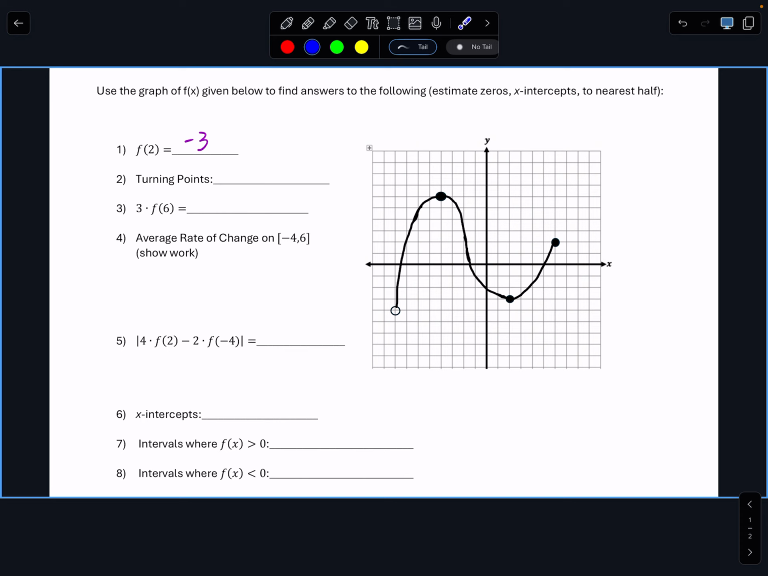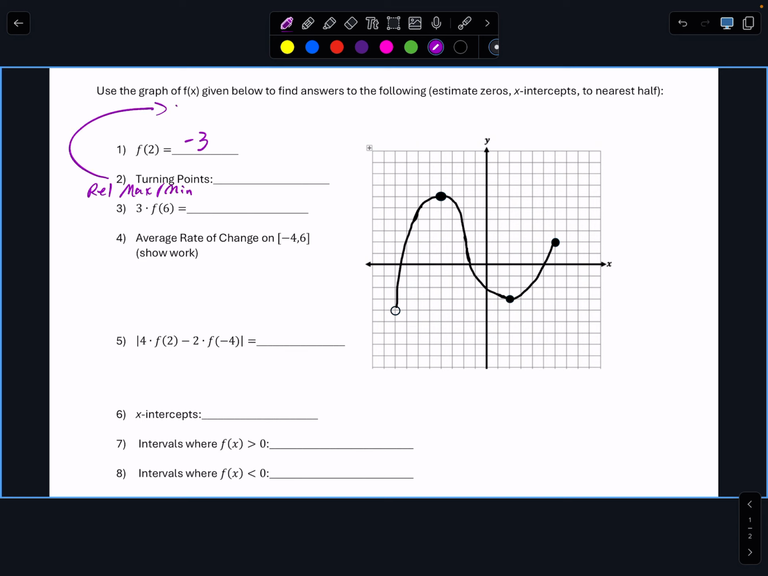So instead of being given an equation, f of x is 3x plus 1, and then what is f of 5, and you plug 5 in, you get it from the graph. It's just a different way to ask it. Then we have number 2, turning points. And turning points are your relative max or min.